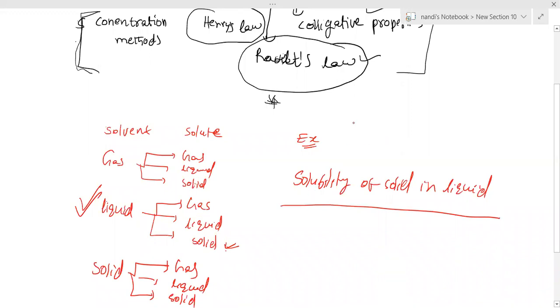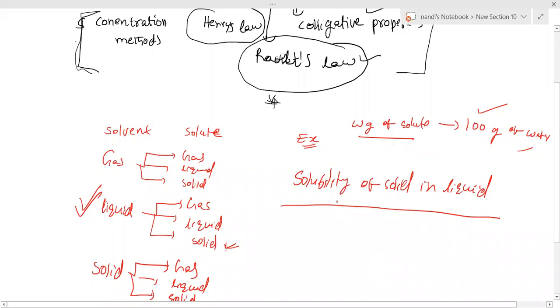Solubility means W grams of whatever solute dissolved in 100 grams of water. How much solute is dissolved in 100 grams of water? That we call solubility. That is the basic definition. Solubility means W grams of solute which is dissolved in 100 grams of water is called solubility. So how much substance is going to be dissolved in water? That is the basic definition. But you can dissolve more amount in the water, whatever your solvent.